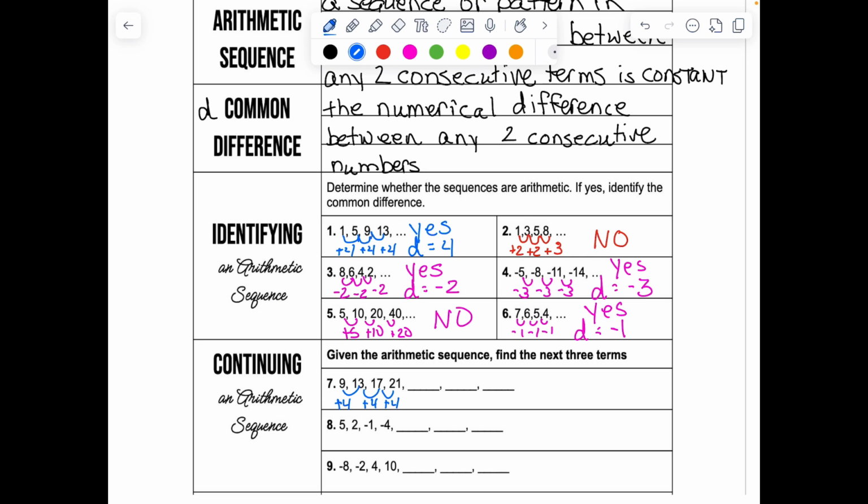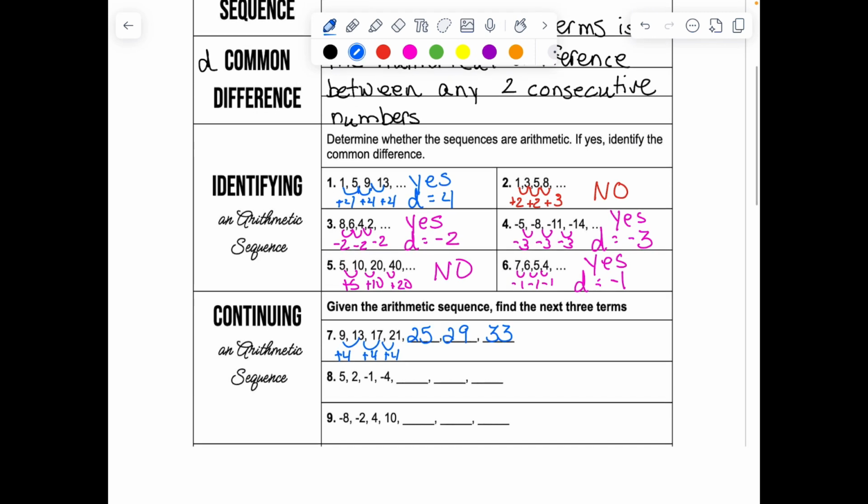So 21 plus 4 would be 25. 25 plus 4 is 29. And 29 plus 4 is 33. Okay, for number 8, find the common difference and then find the next 3 terms.